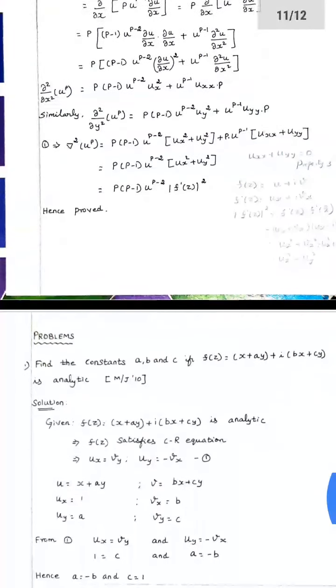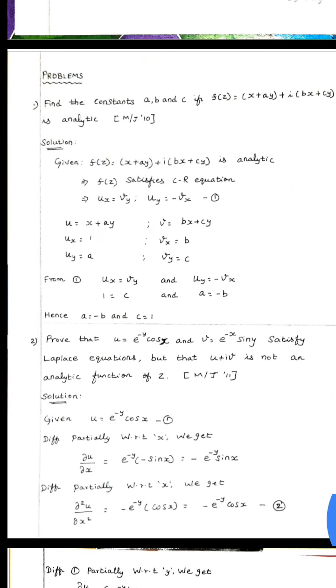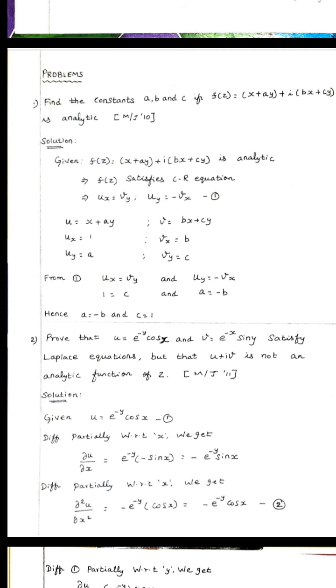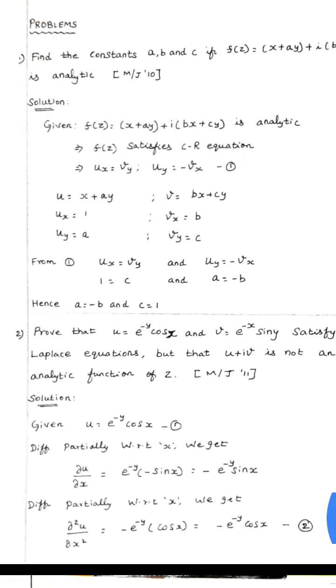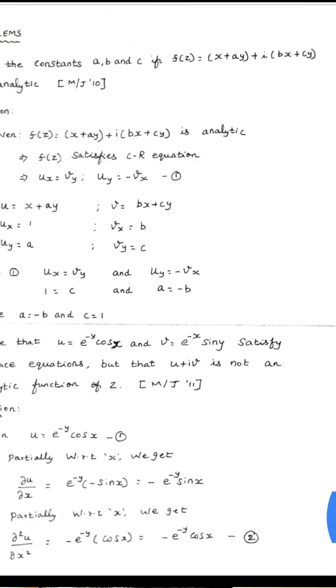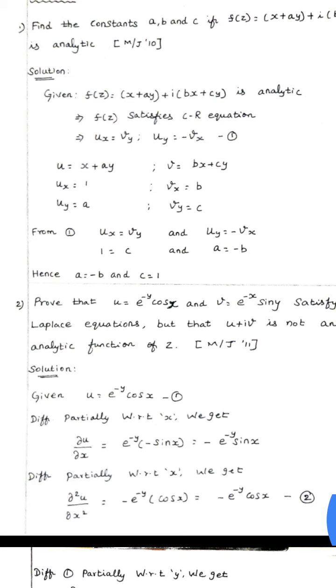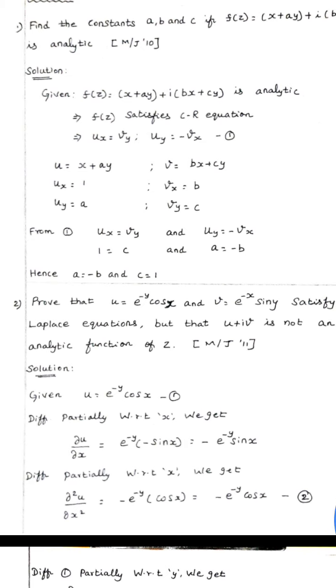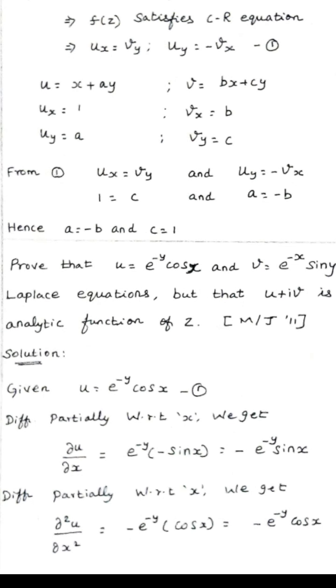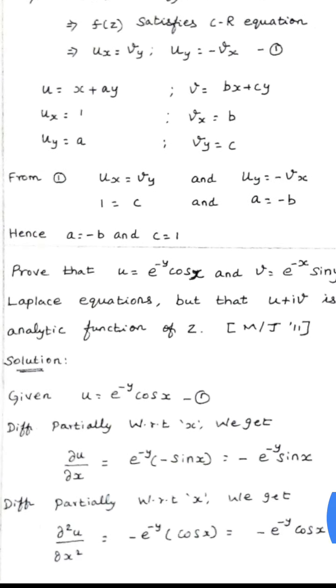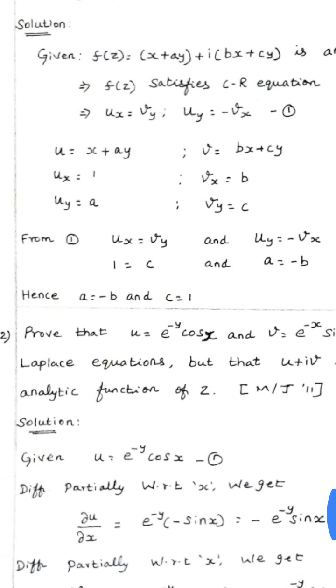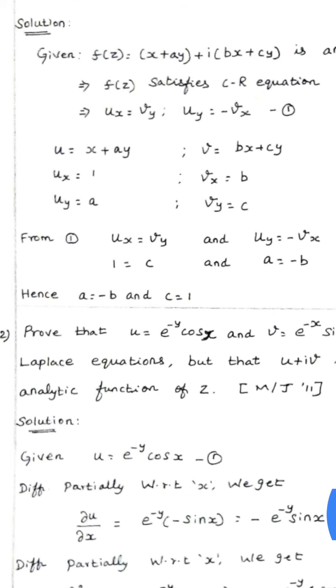Now we'll move to the problems. Only 2 problems I did. What is the first problem? Find the constants a, b and c if the function f of z is analytic. We say a function is analytic if it satisfies the CR equation. What is the CR equation? Ux is equal to Vy and Uy is equal to minus Vx. Here use the real part. What is my real part? X plus Ay. I wrote that. And what is my imaginary part?